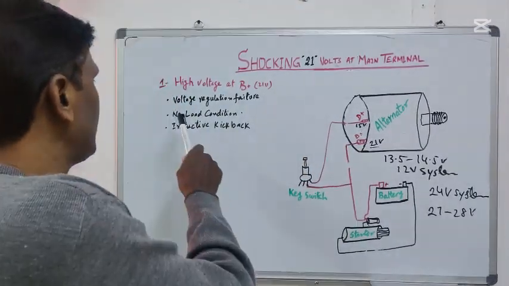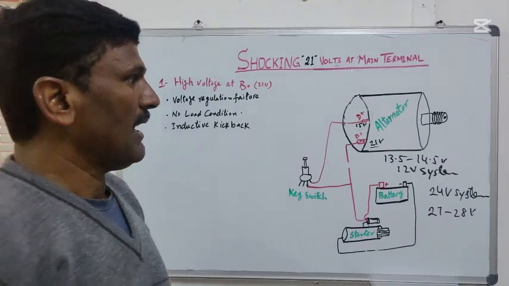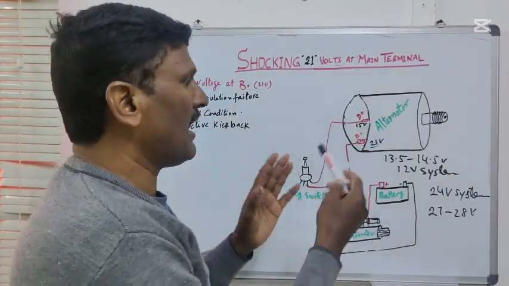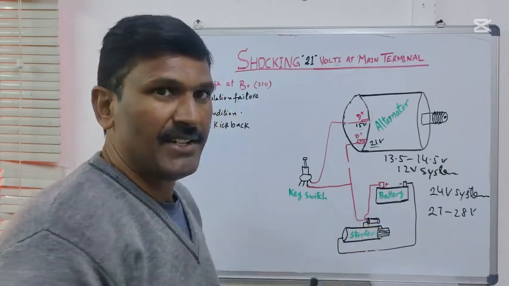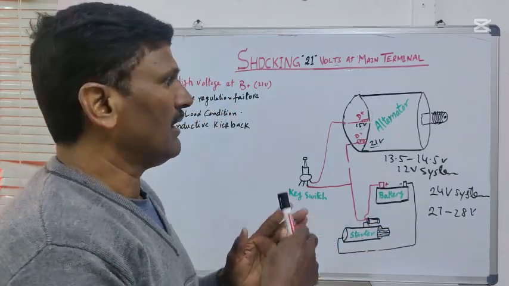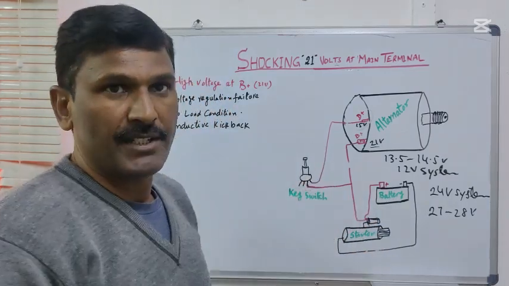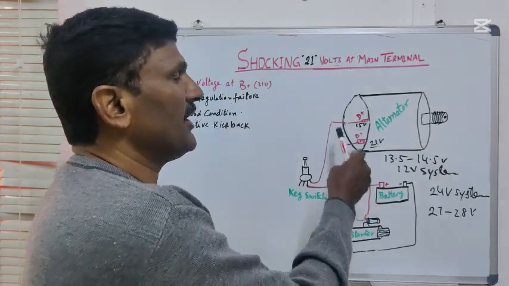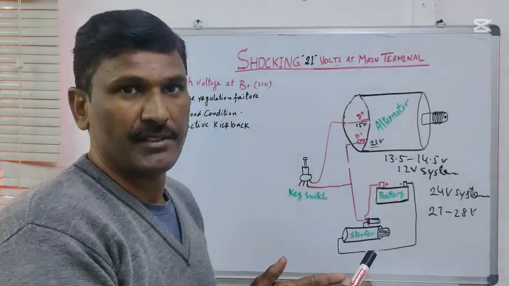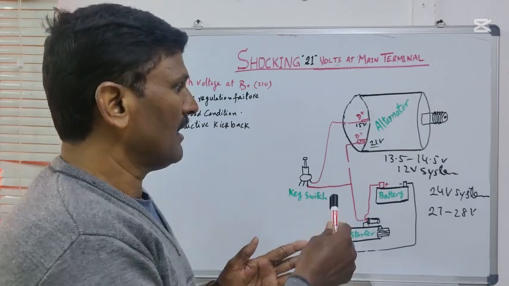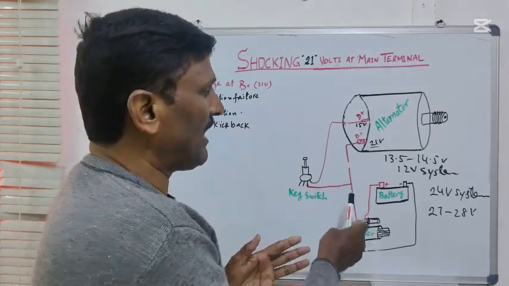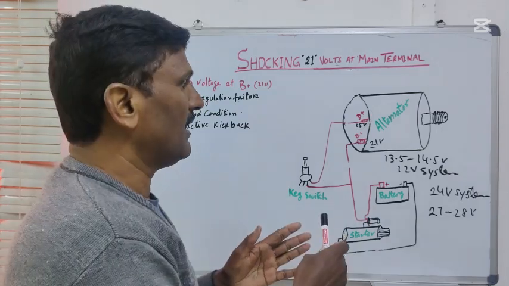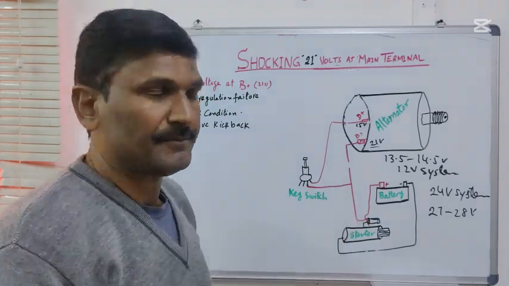Now the second reason is no load. As we know, every alternator expects a load like a battery which absorbs the generated voltage. Without a load, this generator produces higher voltage, and there is no path for current to flow, causing a high voltage spike.